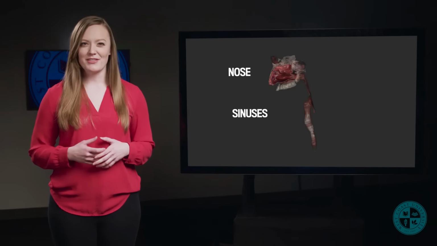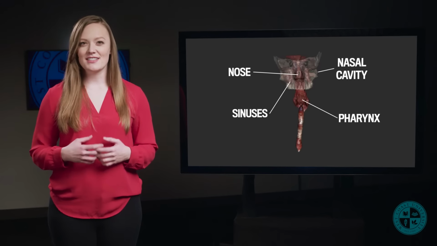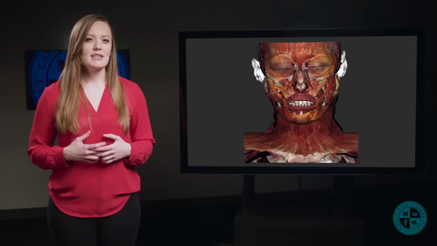The upper respiratory tract consists of the nose, nasal cavity, sinuses, and the pharynx. Let's hemisect the head in order to better visualize these structures and relate them to their respective functions.